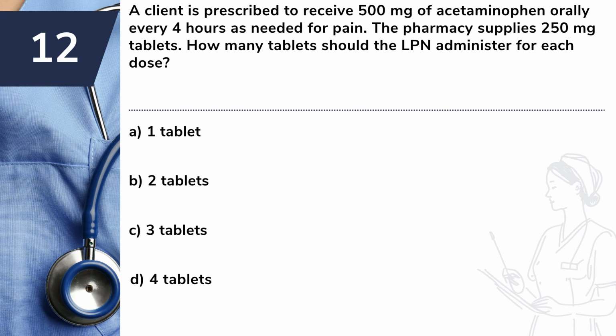Question 12. A client is prescribed to receive 500 milligrams of acetaminophen orally every 4 hours as needed for pain. The pharmacy supplies 250 milligrams tablets. How many tablets should the LPN administer for each dose? A. 1 tablet. B. 2 tablets. C. 3 tablets. D. 4 tablets.